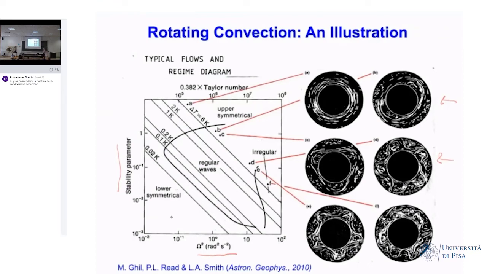It turns out that if you want a non-dimensional number named after you, it's a good idea to have a name that starts with an R. Richardson, Rossby, I forget. Hadley, etc. Okay. So, whatever that be, you get more and more irregular motion until you hit geostrophic turbulence. So, you see here, this is lower symmetrical or Hadley, upper symmetrical, that's more complicated, regular waves, irregular.